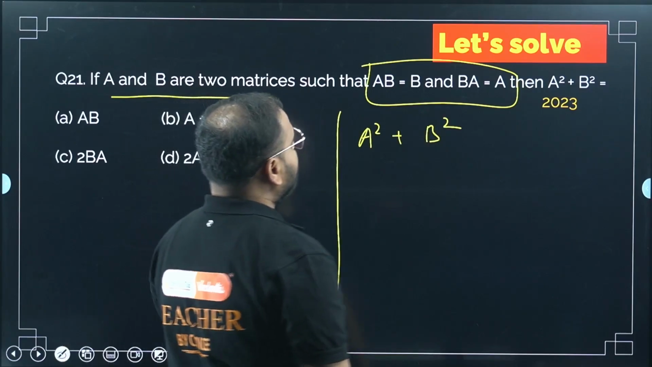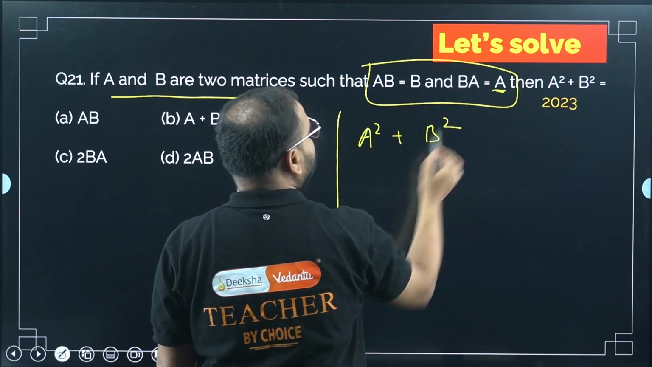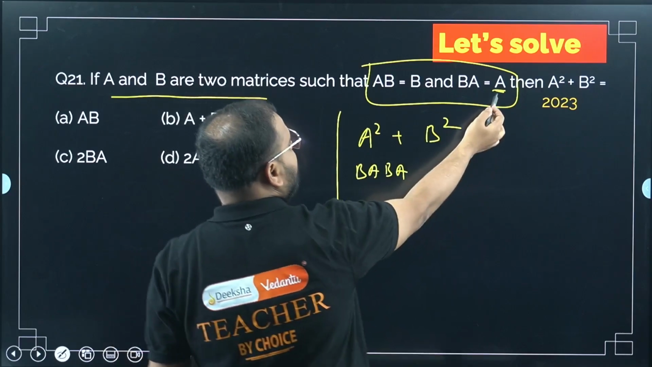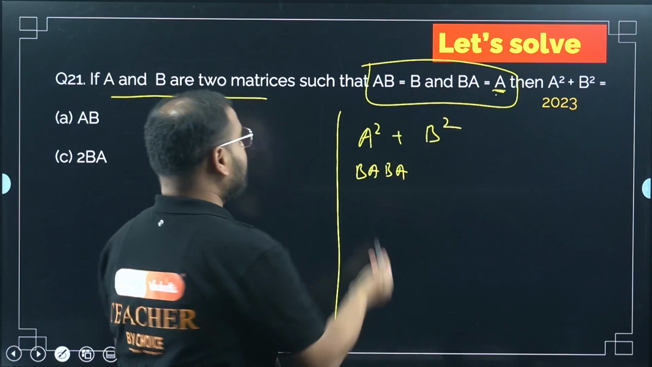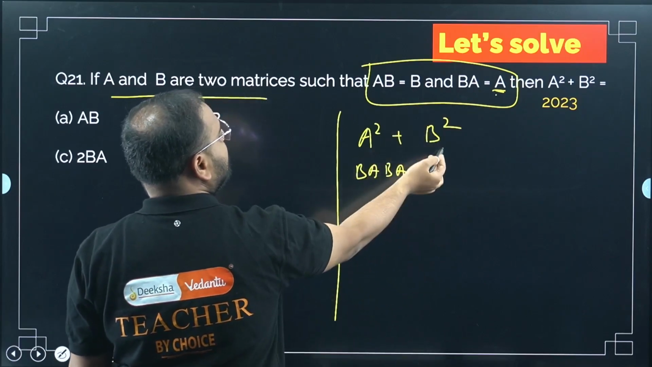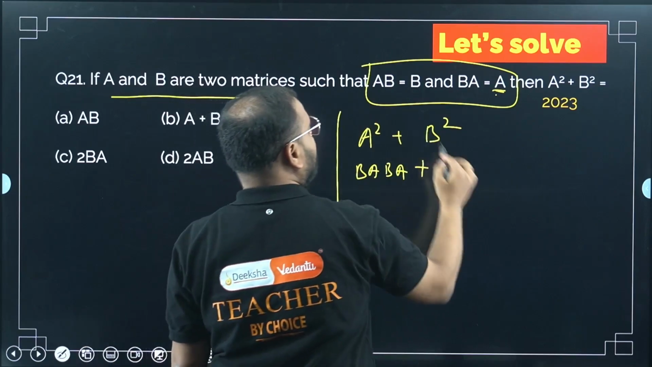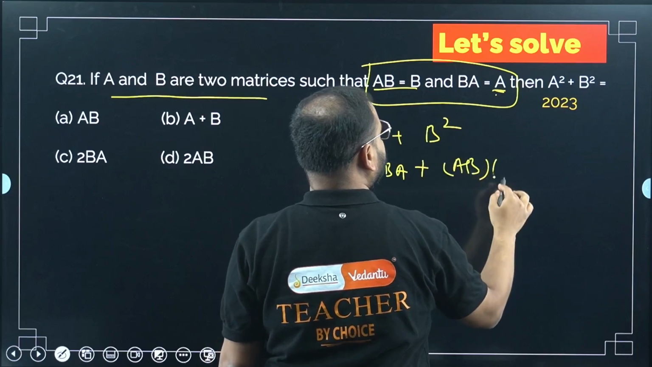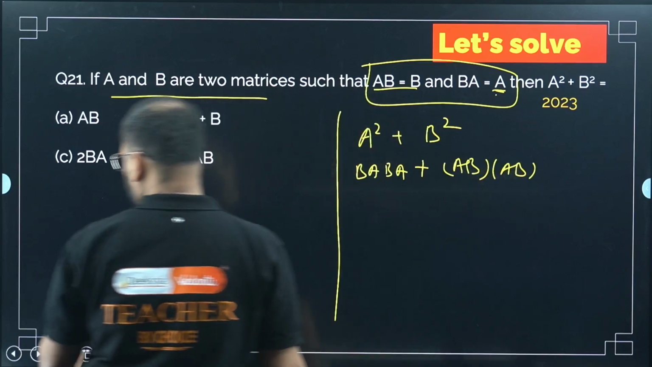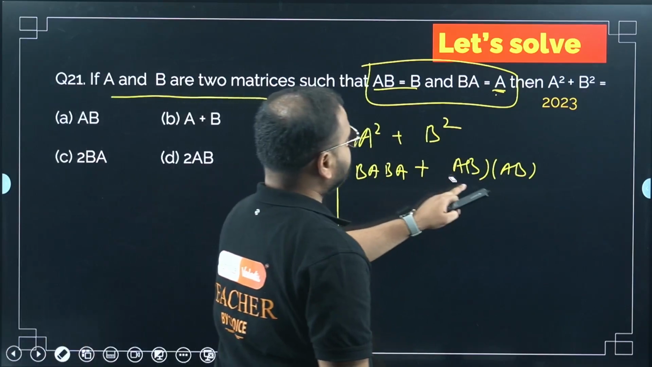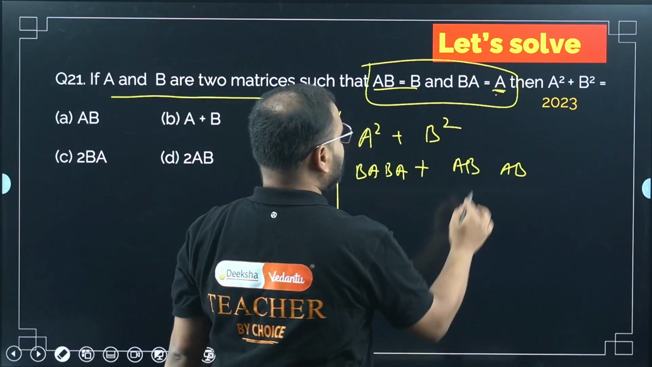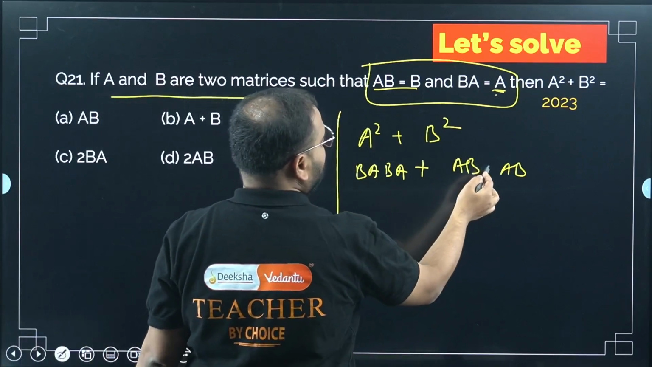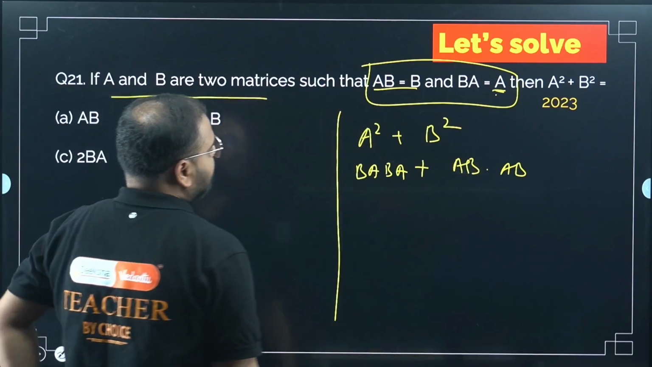Okay, sir. What is going to be A square? Please check here. Simply BA times BA, no? A is BA. Then what is A square, sir? BA times BA. Similarly, what is B? B is AB. So what is B square? B square is going to be AB times AB. I hope you can see this. AB times AB. This is multiplication. All these are matrix multiplications. Now check here.